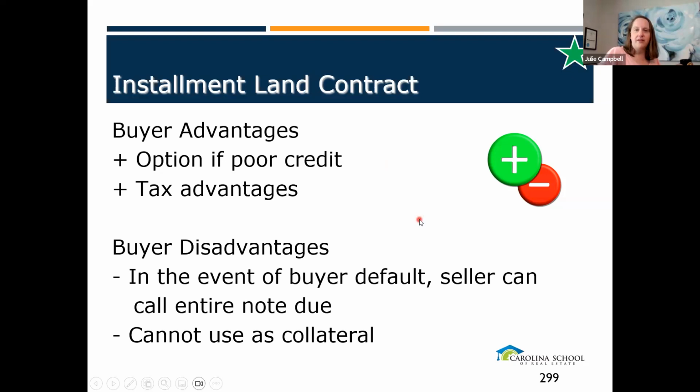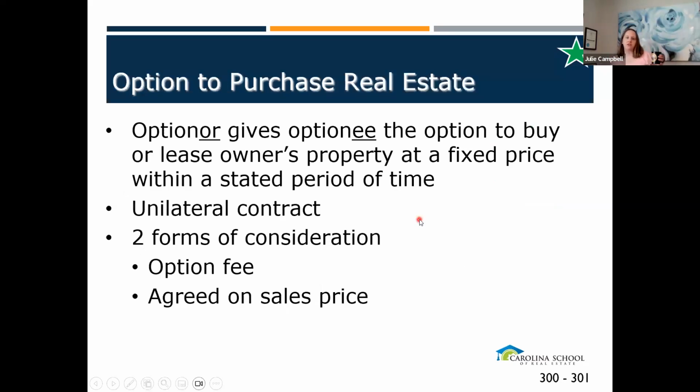Another alternative method is the option to purchase. The option to purchase is our one example of a unilateral contract. In a unilateral contract, how many sides have to perform? Just one side. Unilateral is one. This is our only example of a unilateral contract. Everything else we do is bilateral. So our unilateral contract example is the option to purchase.